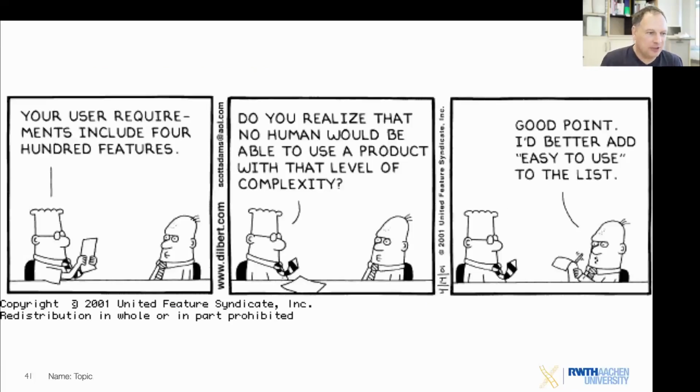And to wrap this up, here's a great Dilbert cartoon that catches that problem of relaying usability to other people. Your user requirements include 400 features. You realize that no human will be able to use a product with that level of complexity. And then what happens is that, well, I just better add "easy to use" to the list. That's not how it works. Unfortunately, we'll have to do a little bit more to create usable products.